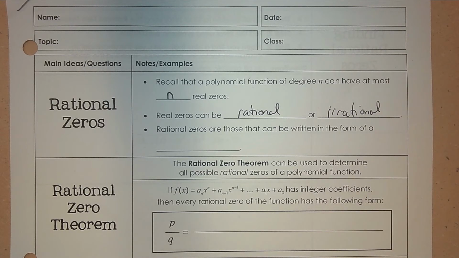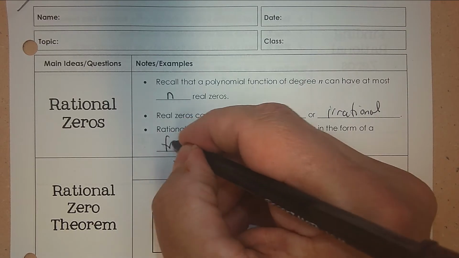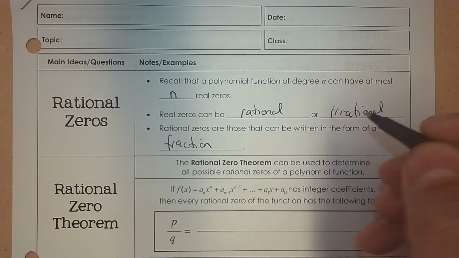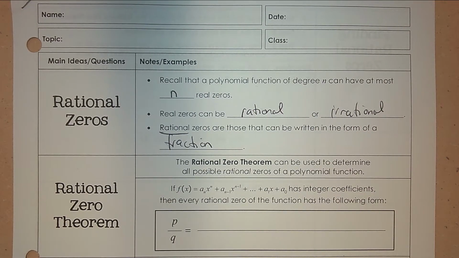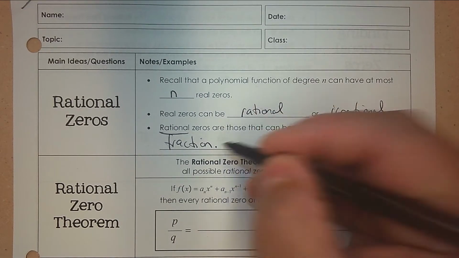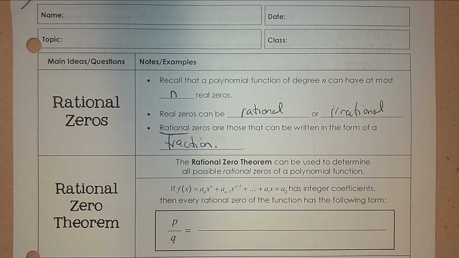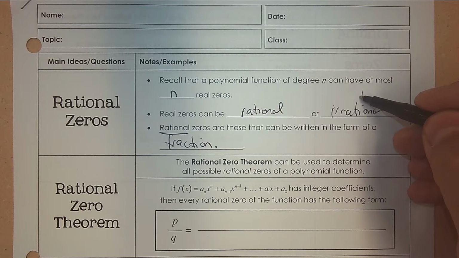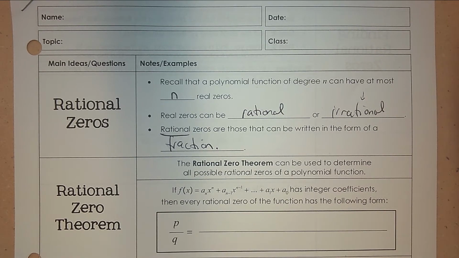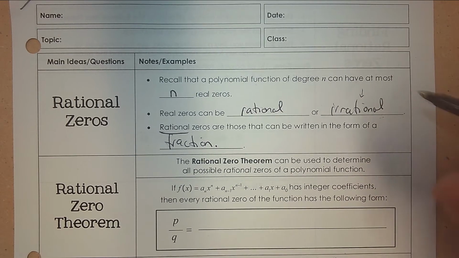Rational zeros are those that can be written in the form of a fraction. So a rational zero can be written as a fraction, and it's a number you know exactly on a number line. What's 1/2? You know where it is. An irrational number, you can only estimate where it is on a number line. That makes them different. An irrational number is a decimal that goes on forever, doesn't repeat, and you can only round it to know where it is on a number line.